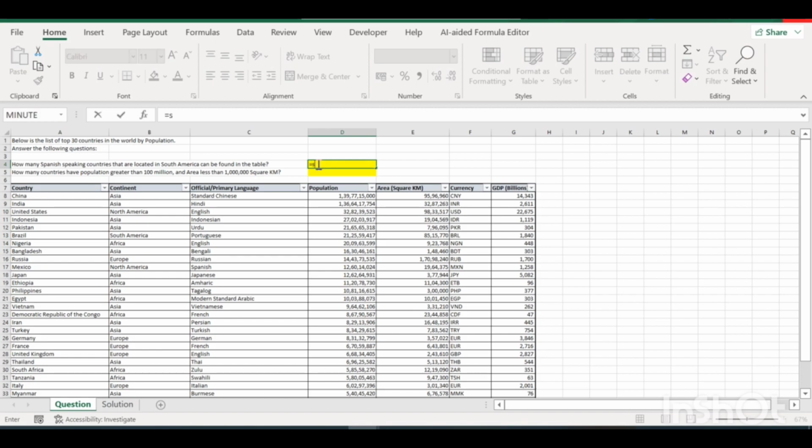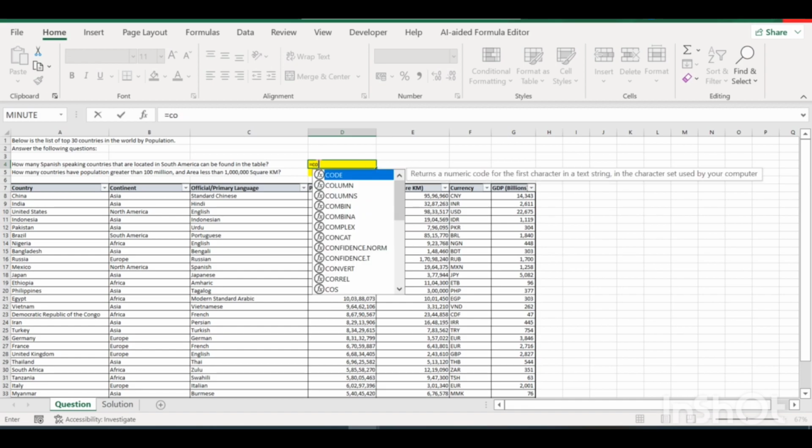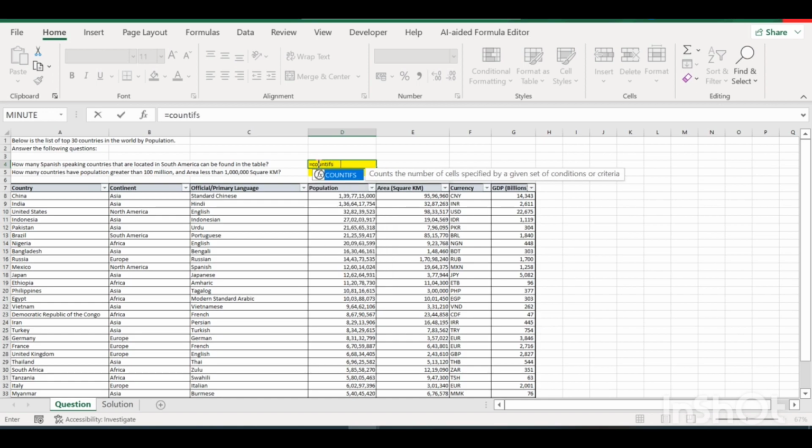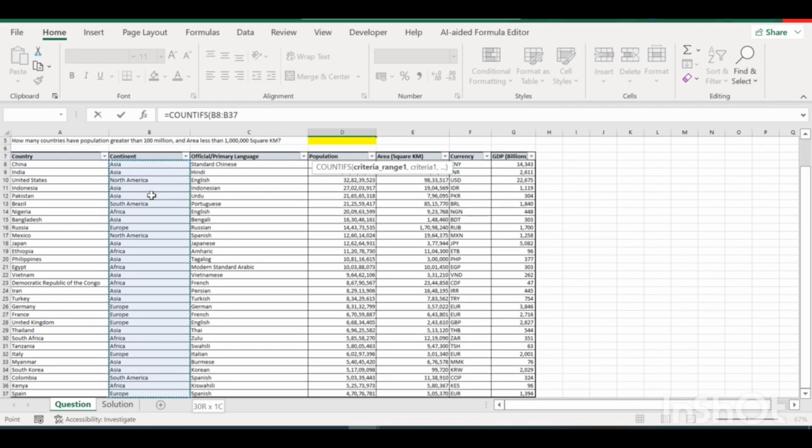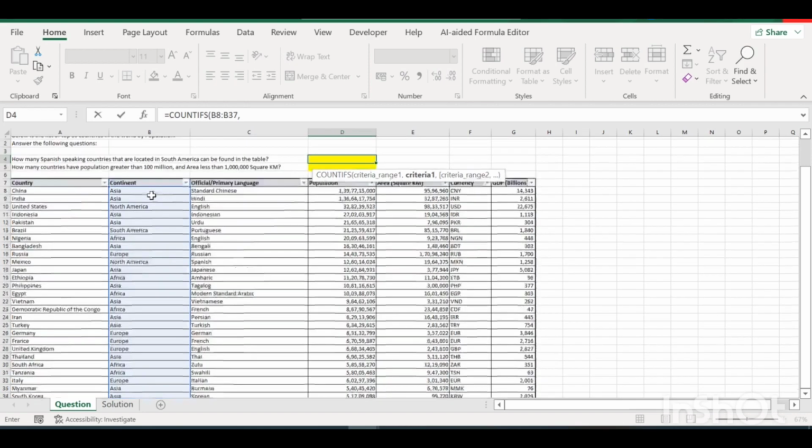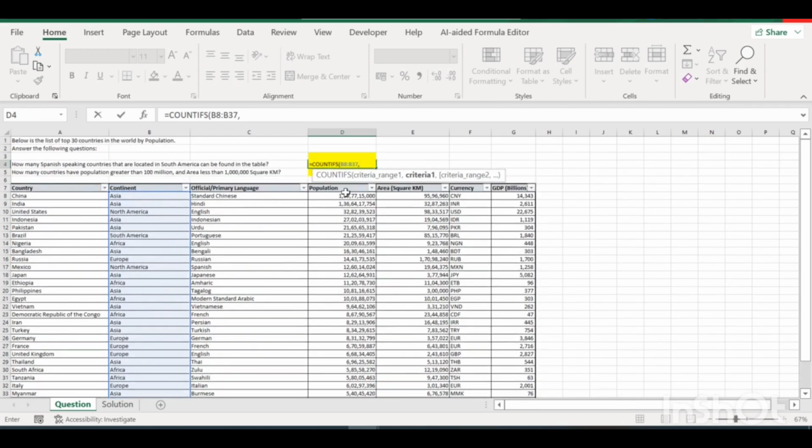So we will write equal to COUNTIFS, then press Tab. Now we need to select criteria range 1. So I will select all the continents, comma. Now I will write the specific continent in double quotation marks, that is South America.